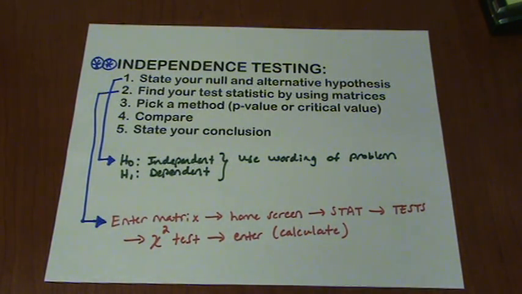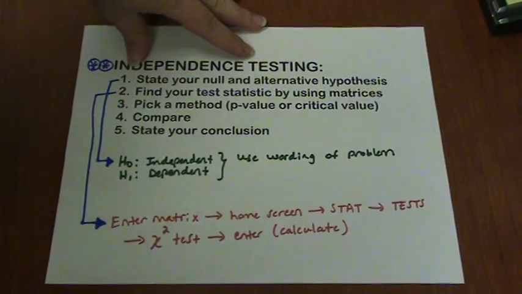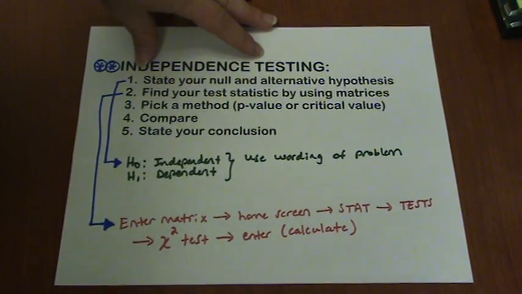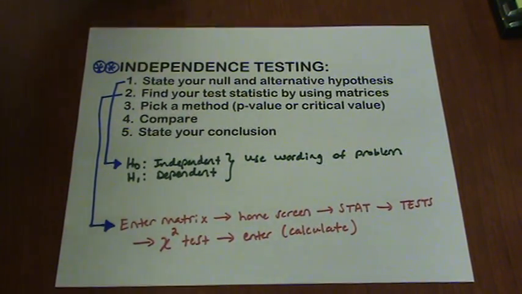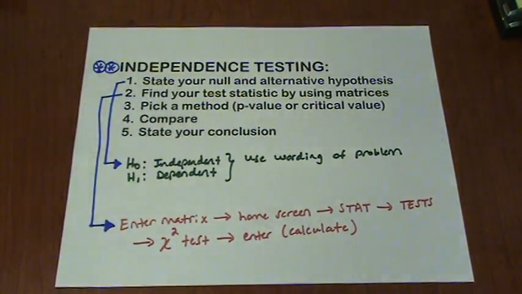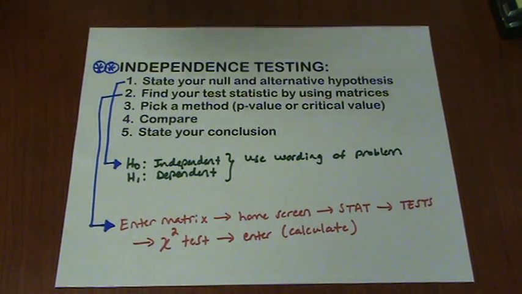The final video for hypothesis testing is done on goodness of fit, or not goodness of fit, excuse me, independence testing. Alright, so today we're going to look at the final one. With independence testing, this is from chapter 11 as well, same as goodness of fit, same chapter. Again, you have your 5 steps.